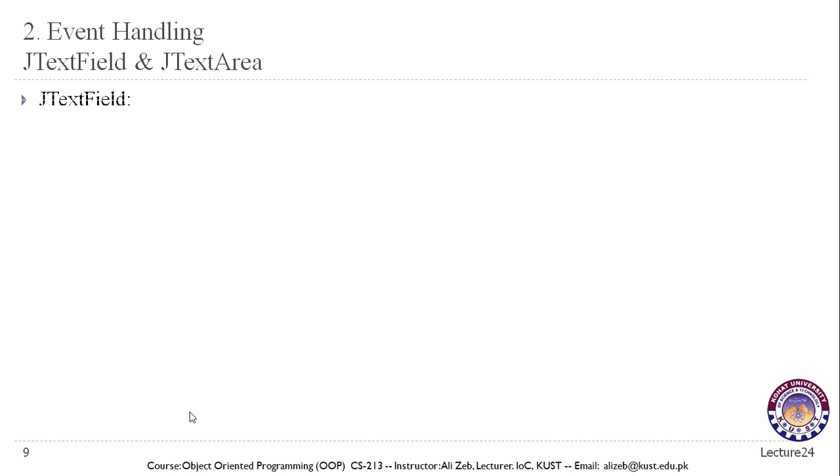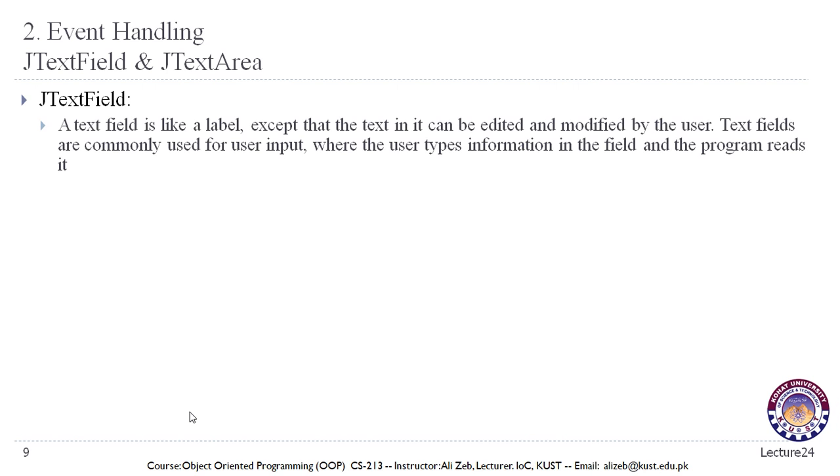Similarly, we have the component JTextField. A JTextField class, a text field, is like a label, except that the text in it can be edited and modified by the user. A text field accepts text from the user, so we can type text into a text field. The label, on the other hand, is static, we cannot type text into it. We can associate events with that label, or we can attach it to other buttons, so that we can change the text in a label in response to a button click.